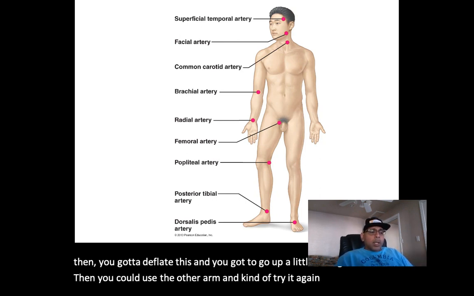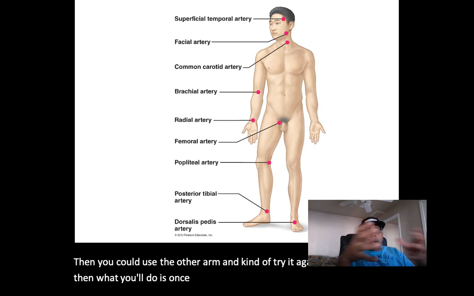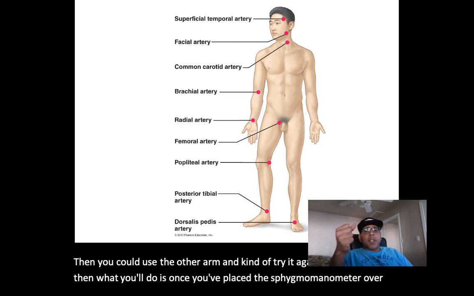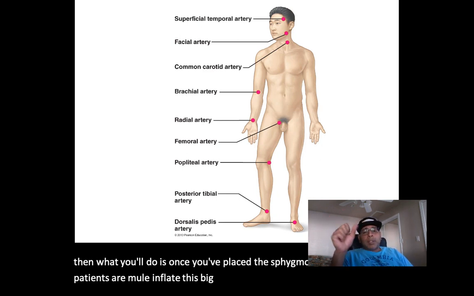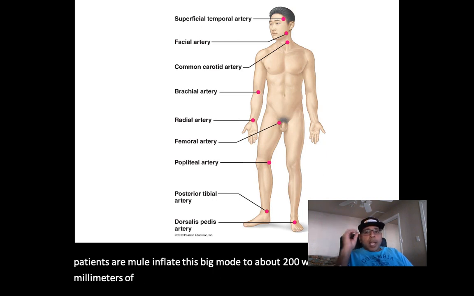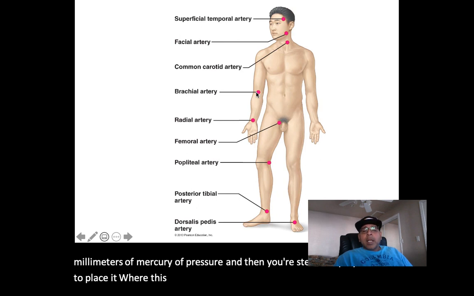So here then what you'll do is once you've placed the sphygmomanometer over the patient's arm, you'll inflate the sphygmo to about 200 millimeters of mercury of pressure. And then your stethoscope, you want to place it where this red dot is at. And there you see the brachial arteries running through here.